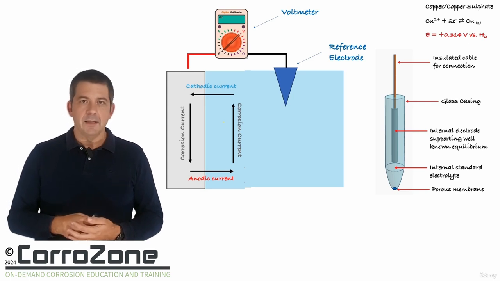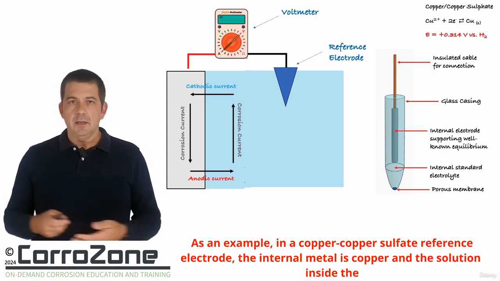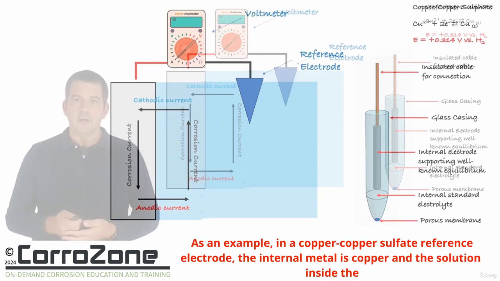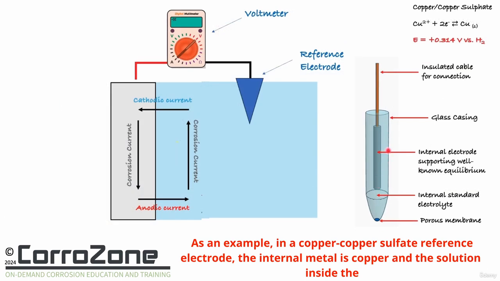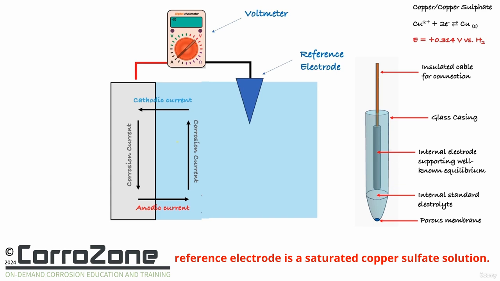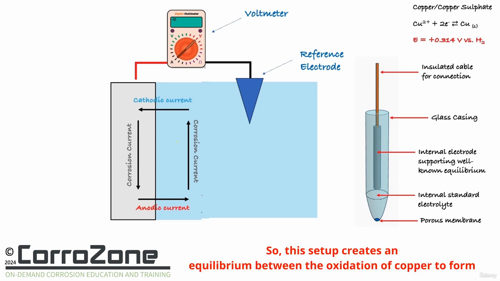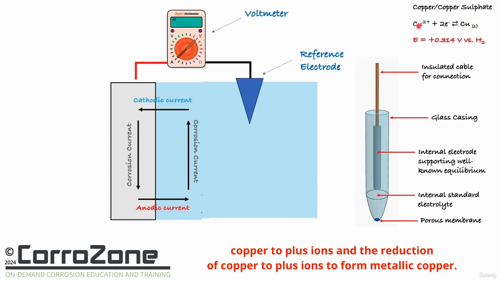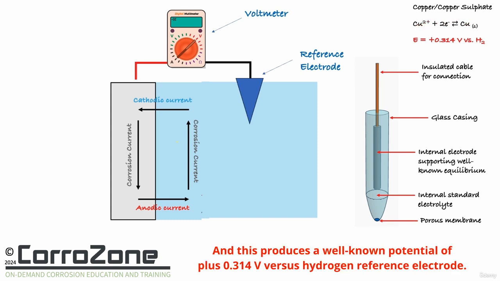As an example, in a copper-copper sulfate reference electrode, the internal metal is copper, and the solution inside the reference electrode is a saturated copper sulfate solution. So this setup creates an equilibrium between the oxidation of copper to form copper 2+ ions and the reduction of copper 2+ ions to form metallic copper. And this produces a well-known potential of +0.314 volt versus the hydrogen reference electrode.